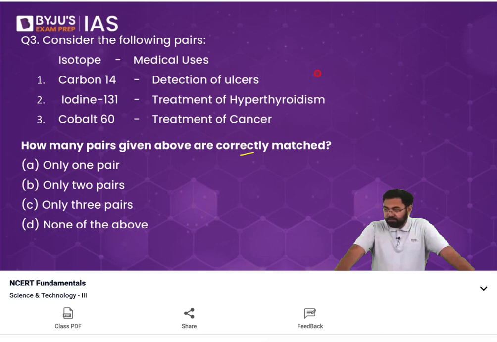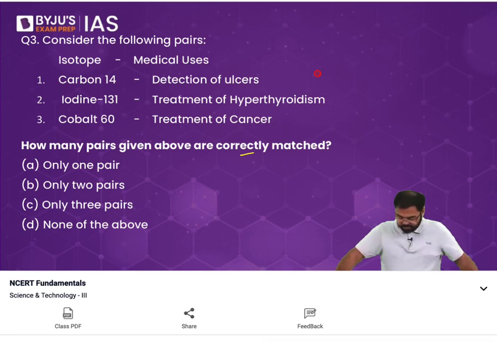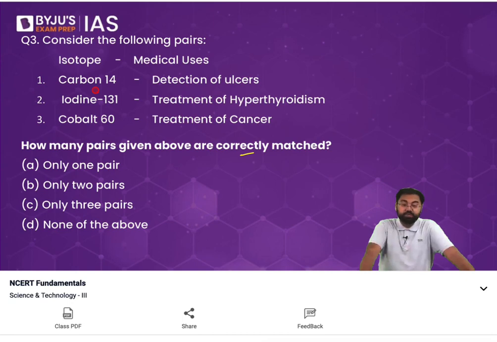So first and foremost, when it comes to carbon 14, what is the most important use of carbon 14? Where do we use carbon 14 the most? What is the application? Any idea? Anyone who could tell me quickly? What is that one application for which we use carbon 14? Yes, Sudhanshu, correct. It's for carbon dating. So carbon dating is the most important use when it comes to carbon 14.